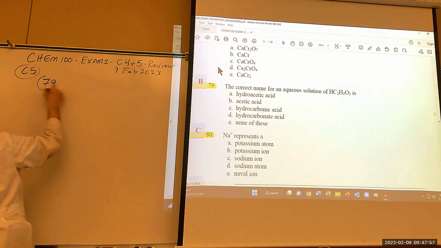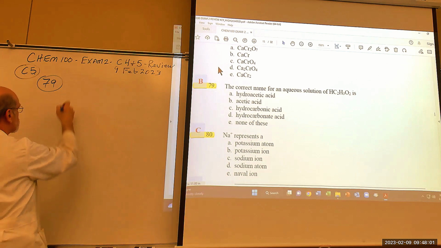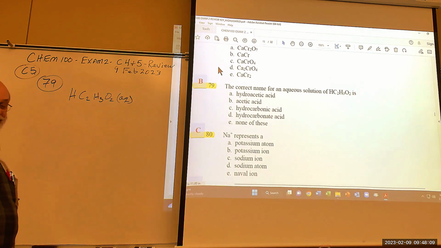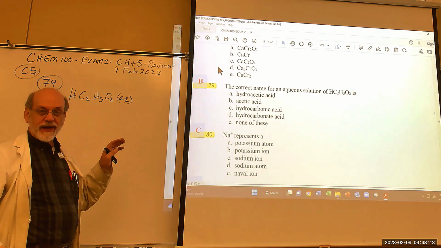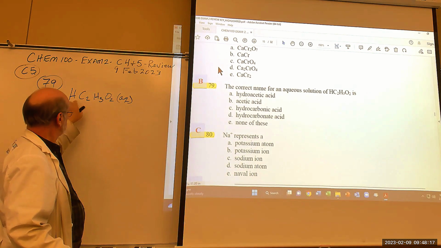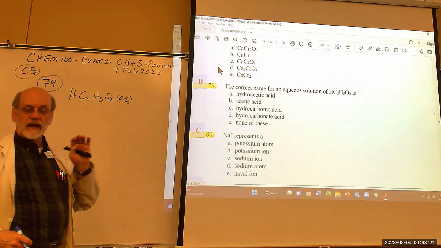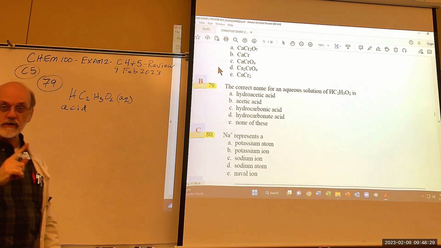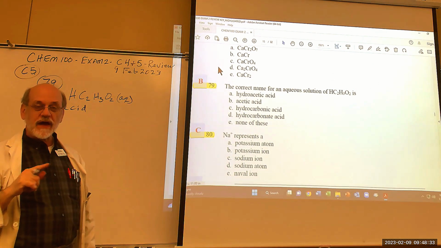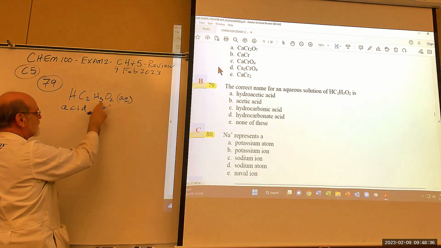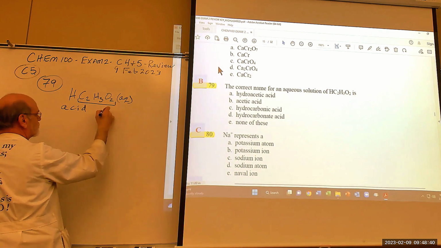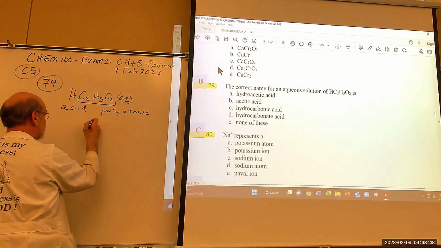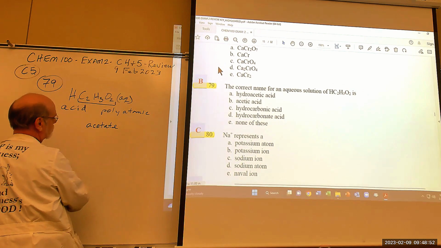79. The correct name for an aqueous solution of HC2H3O2. Right? So you've got 3 elements here: hydrogen, carbon, oxygen. And the first one is hydrogen. That means this is an acid. Okay, that's the first clue. The next clue is you've got 3 elements and one of them is oxygen. That means that more than likely that is a polyatomic ion. So you go to your chart and you look it up, and sure enough, that is the acetate ion.